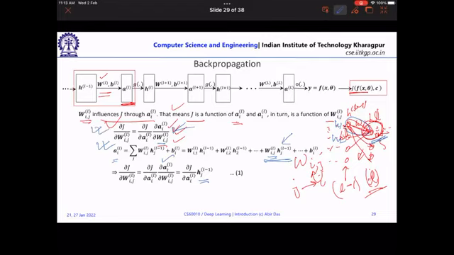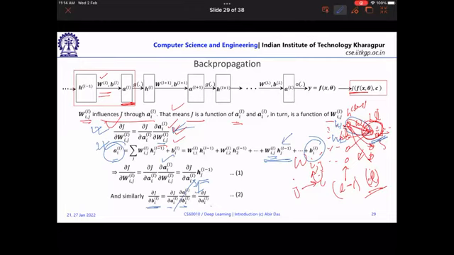Similarly, if we want to get del J del BIL, very similar rules apply. It is del J del AIL and del AIL del BIL, right? And the relation between AI and BI is this, so if you take the partial derivative, this part is just 1. So this is only del J del AI.